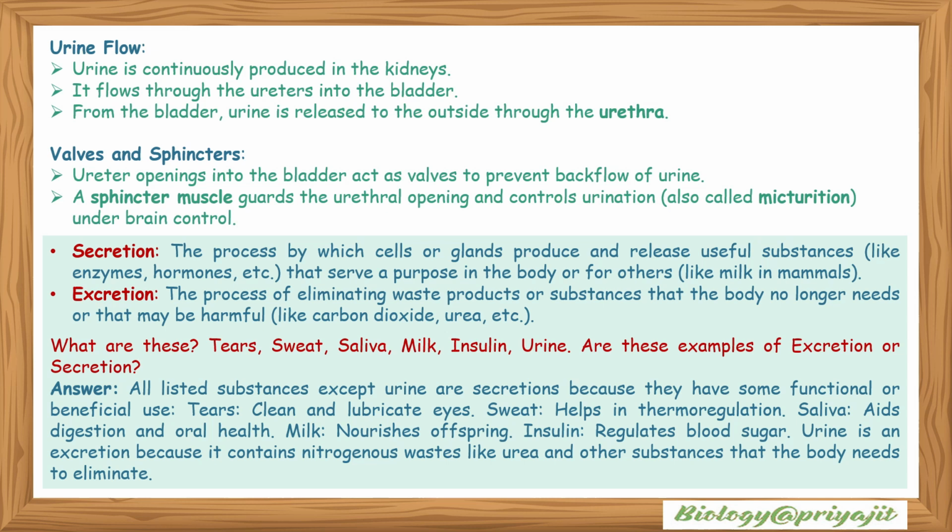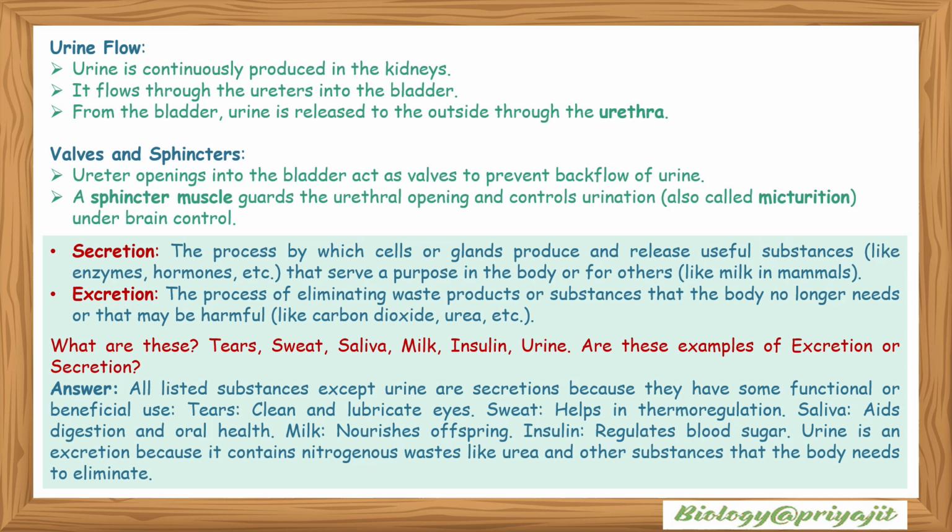Urine flow. Urine is continuously produced within the kidneys. It flows through the ureter into the bladder. From the bladder, urine is released to the outside through the urethra. Valves and sphincters: ureter openings into the bladder act as valves to prevent backflow of urine. A sphincter muscle girds the urethral opening and controls the urination process, also called micturition, which is under brain control.